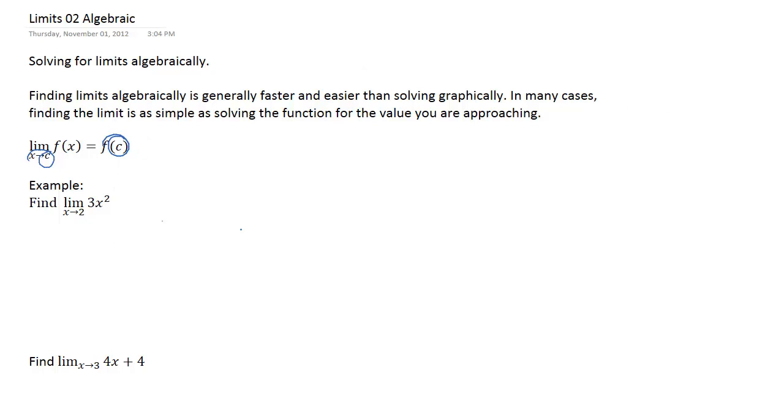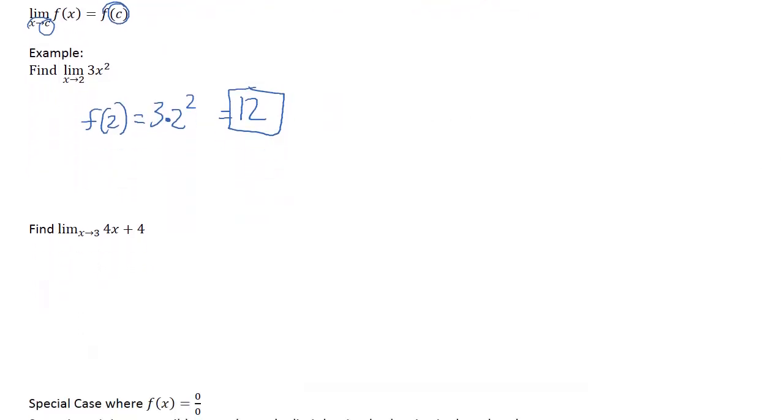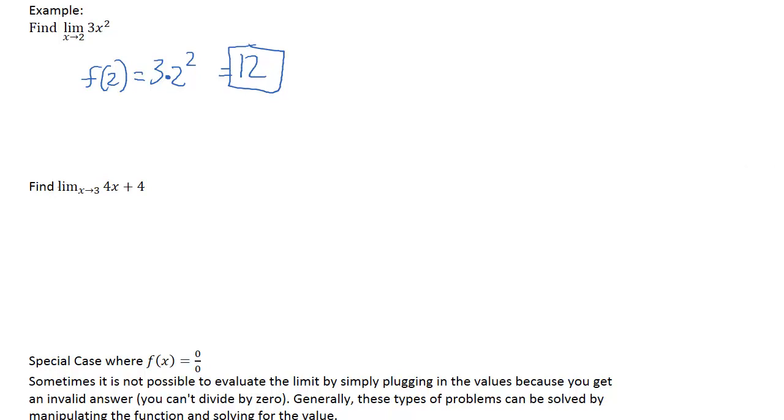Find the limit as x approaches 2 of 3x squared. So let's follow our rules. We plug 2 into the function, so f of 2 is equal to 3 times 2 squared. 2 squared is 4, and 3 times 4 is equal to 12. So we get a final answer of 12 for that limit. Basic algebra, not a lot of tricks involved.